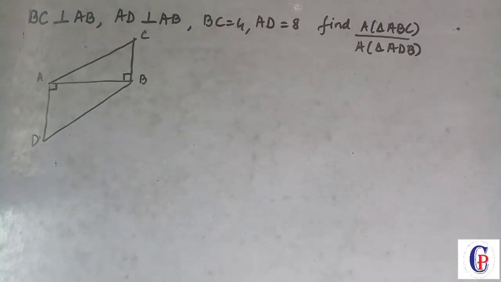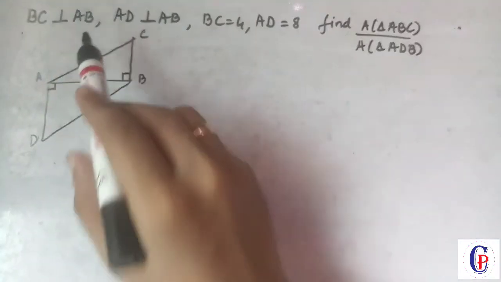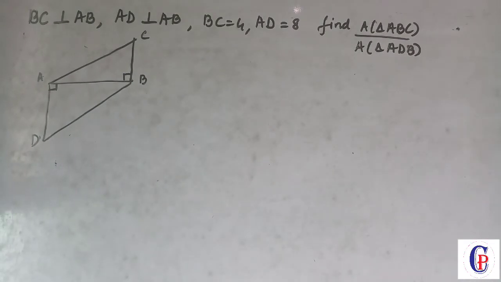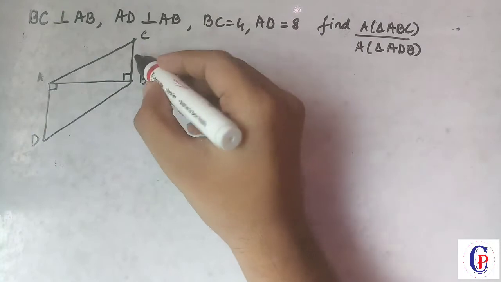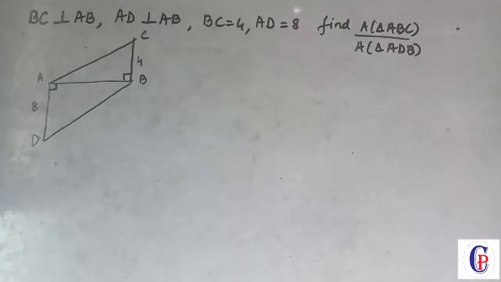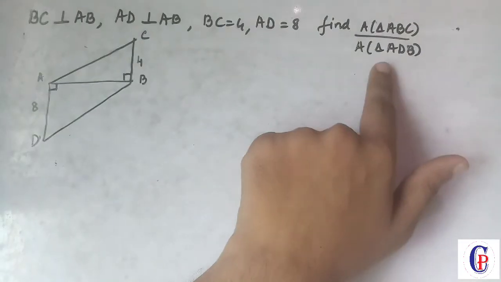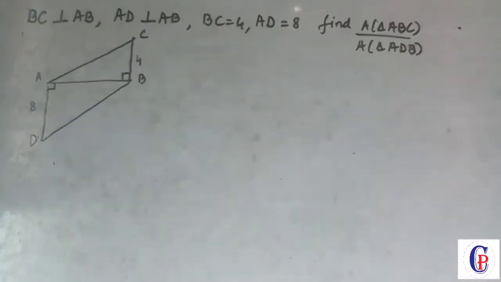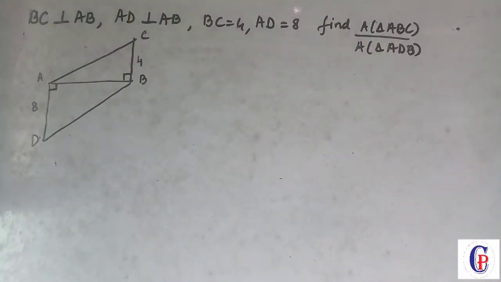We have one more question which says that BC is perpendicular to AB and AD is perpendicular to AB. BC is 4 and AD is 8. They are asking to find the area of triangle ABC upon the area of triangle ADB. Now if you observe what they have asked, is it not similar to the ratio of the areas of two triangles?